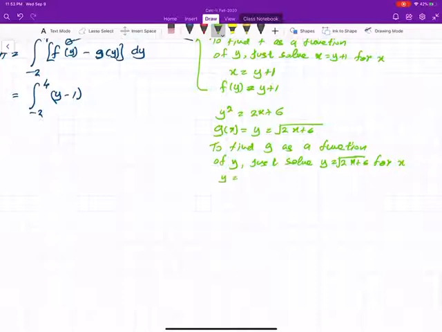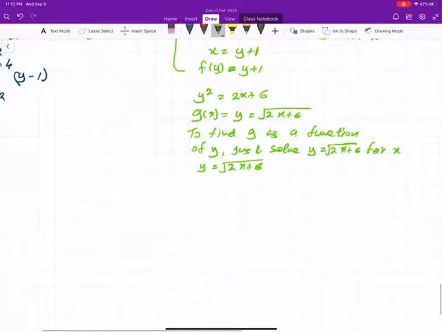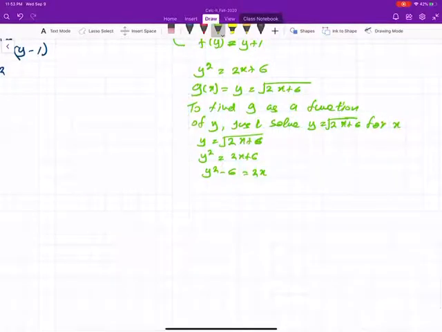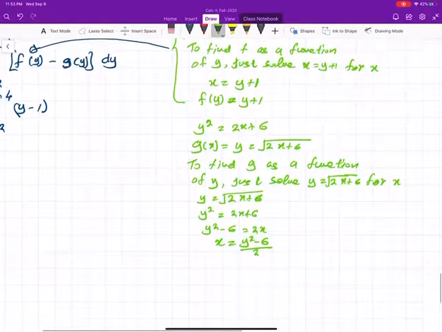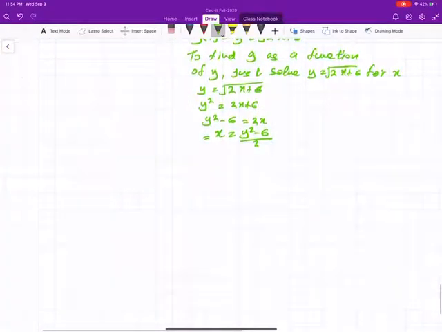That is, I have y equals square root of 2x plus 6, and then I'm going to solve that for x. That is, I just square both sides. Then I have y square equals 2x plus 6, and then I bring 6 to the other side, and then I divide both sides by 2. Then I have x equals y square minus 6 over 2. This is a function of y. That means g of y equals y square minus 6 over 2.